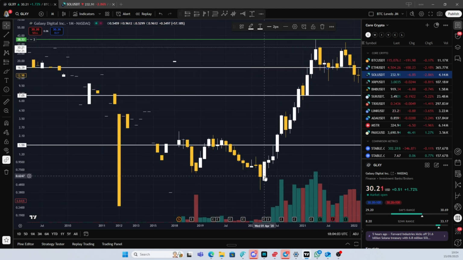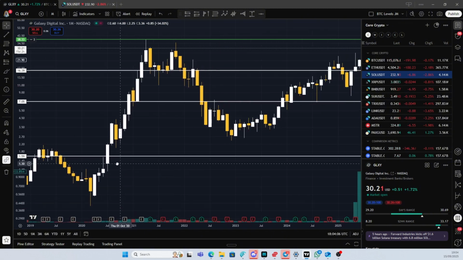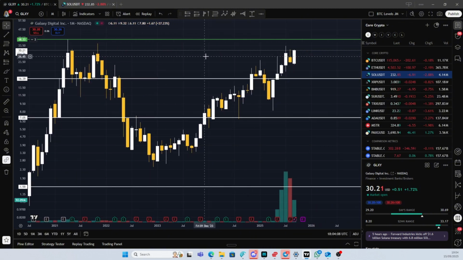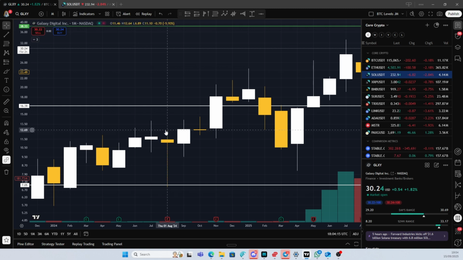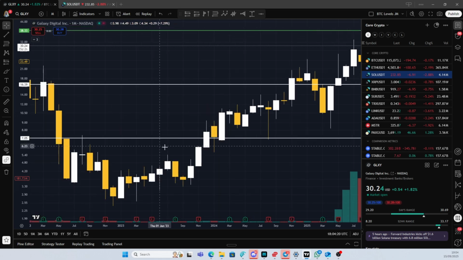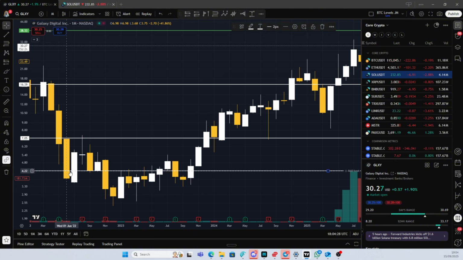So what else can we see? Not a huge amount over there. If we go across, what do we have here? Nothing particularly. No, there's not really any levels here to mark out. We've got one here, so I'll just mark these as monthly. Monthly, monthly, monthly.